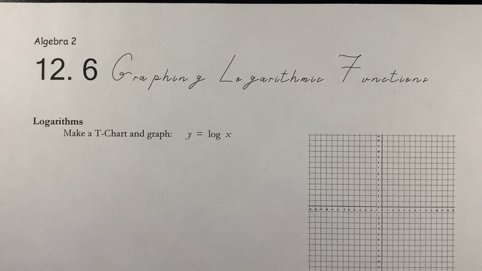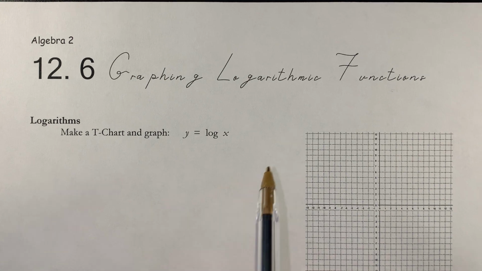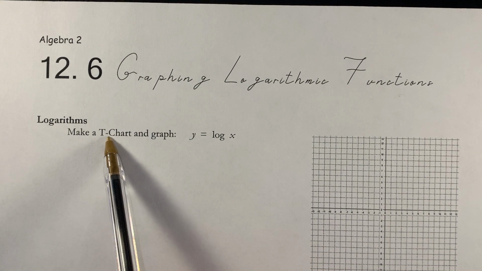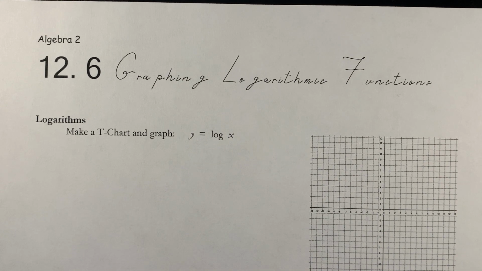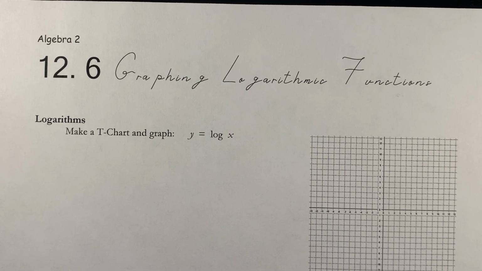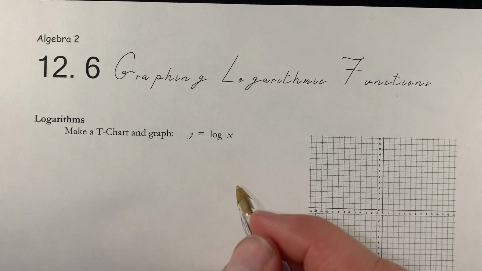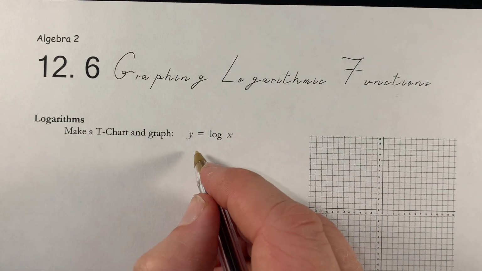Hey guys, today we're going to talk about graphing logarithmic functions. We are going to make a t-chart and graph based on that t-chart. Now, in order to make that t-chart, I find it easiest to put this in exponent form. It's not the only way this can be done, but I think that's the easiest way to find our points.